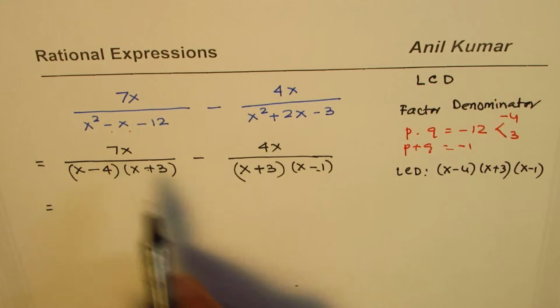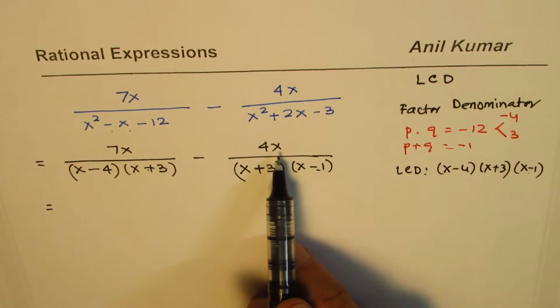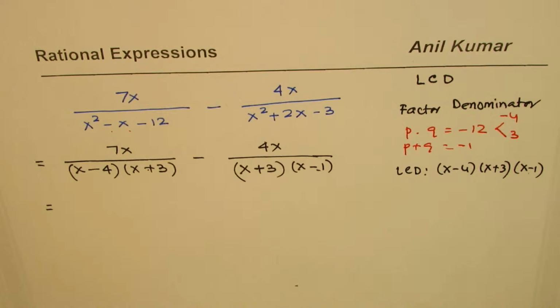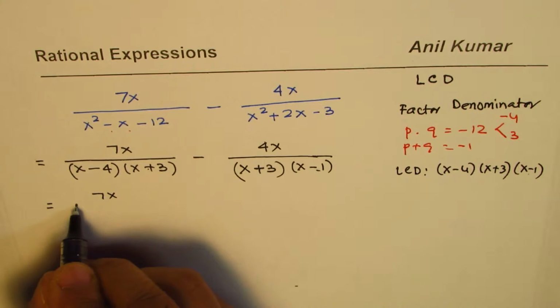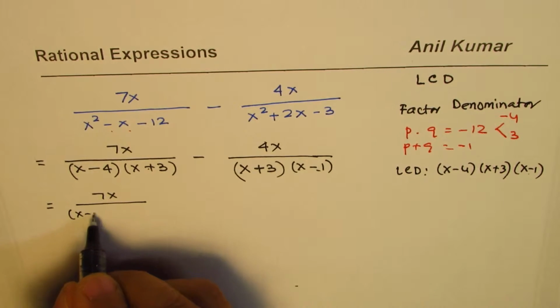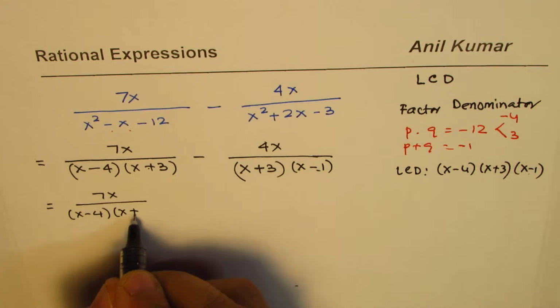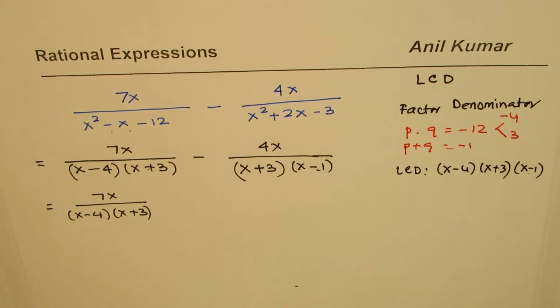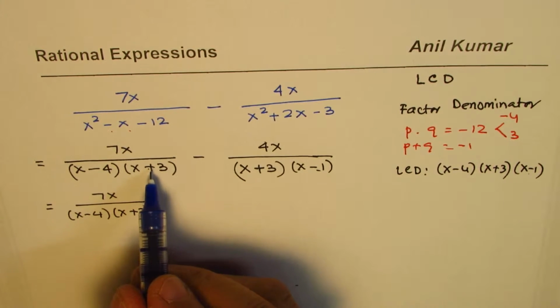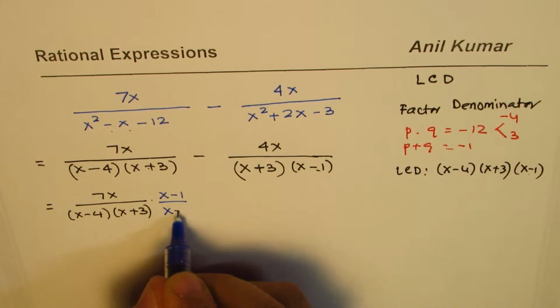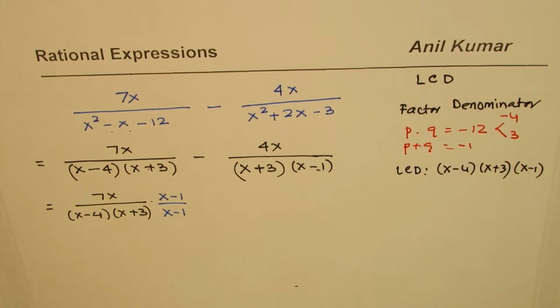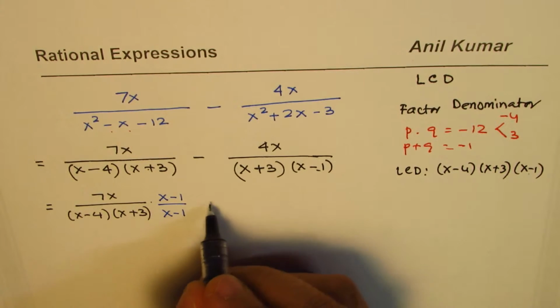Well, in the first one, we do not have x minus 1. In the second one, we don't have x minus 4. So what we will do here is rewrite the expression as x minus 4 times x plus 3, and multiply and divide by what is missing, which is x minus 1. So we'll multiply and divide by x minus 1, correct? So we got all three now, right?